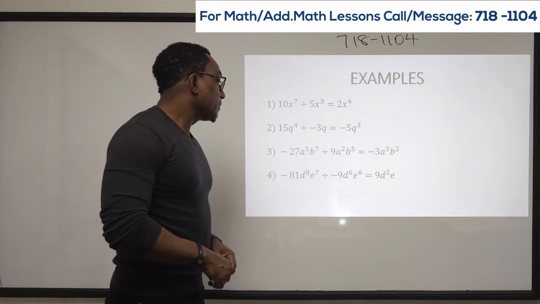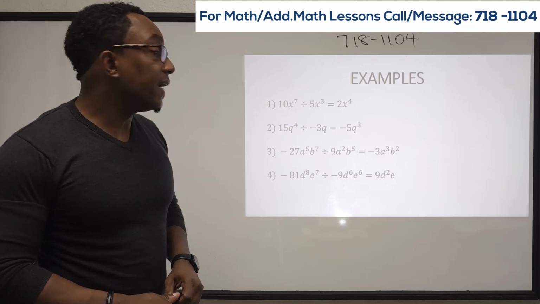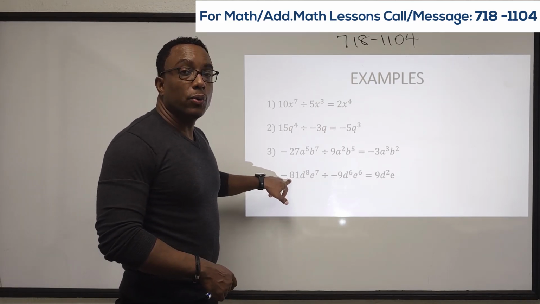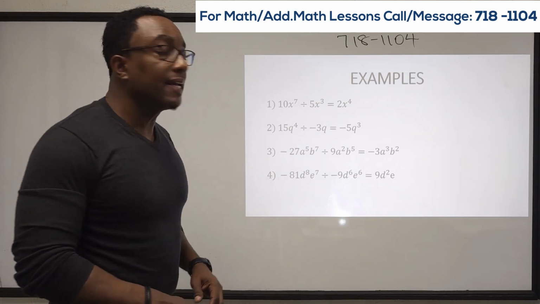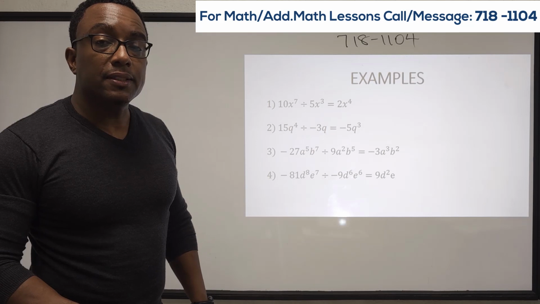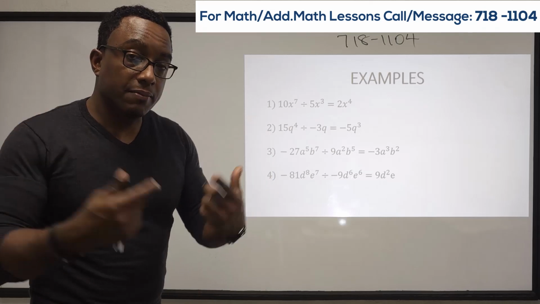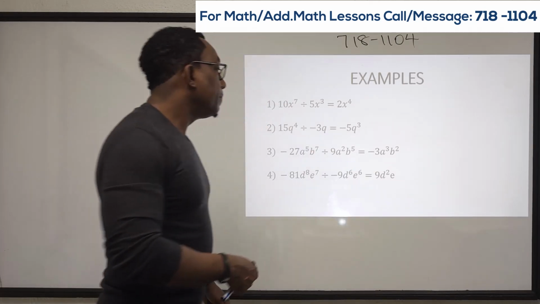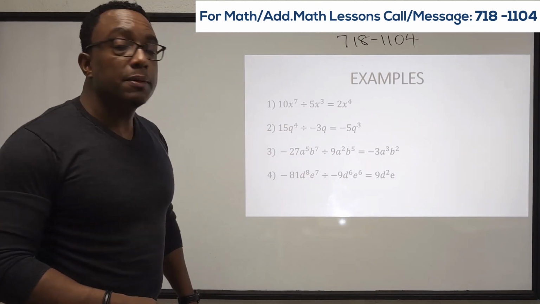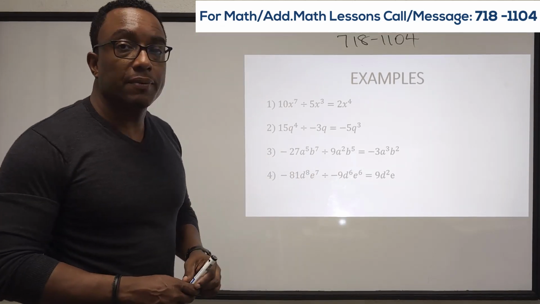And the last, negative 81 d to the power of 8 e to the power of 7 divided by negative 9 d to the power of 6 e to the power of 6. So let's divide our coefficients. Negative 81 divided by negative 9. A minus divided by a minus is a plus. 9 divided into 81 is 9. D to the power of 8 divided by d to the power of 6. Same variable, maintain that variable d, and the powers you subtract. 8 minus 6 is 2. E to the power of 7 divided by e to the power of 6. Same variable e, maintain, and you subtract your powers. 7 minus 6 will give us e to the power of 1.